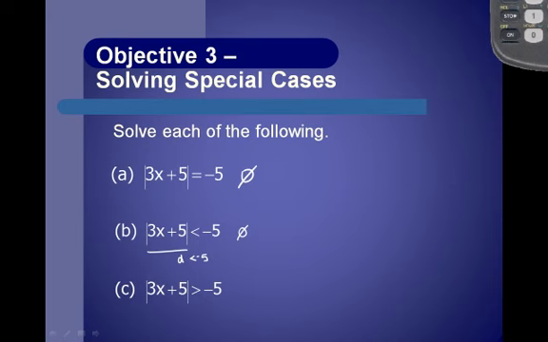Then the last one, the absolute value of 3x plus 5 is greater than negative 5. Well, remember we said the absolute value is the distance. Distance is always positive or 0. So the distance of 0 or any positive number is always going to be greater than negative 5. So what that means is this inequality is all real numbers. It doesn't matter what we put in there. When we take the absolute value of it, it's going to be greater than negative 5.